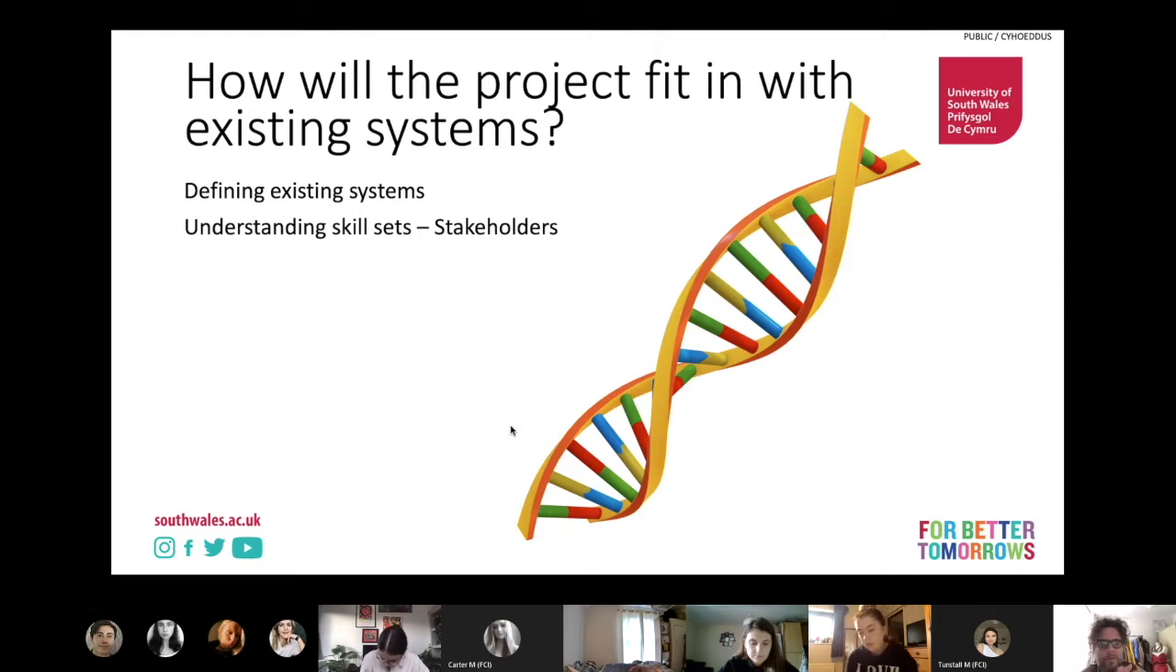The next thing for us to do is to understand skill sets in terms of our stakeholders. When we're looking at skill sets, we're not necessarily referring to physical skills, but it might be things like comprehension. The likelihood of someone who has never encountered television before being able to understand the concept of a webinar is pretty minimal. So understanding the skill sets of your stakeholders is important.